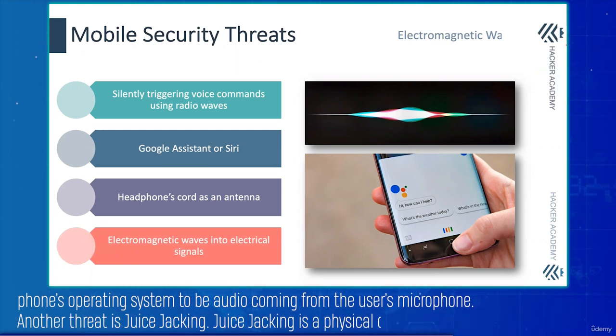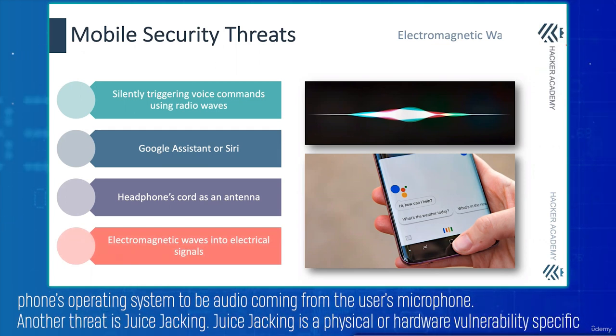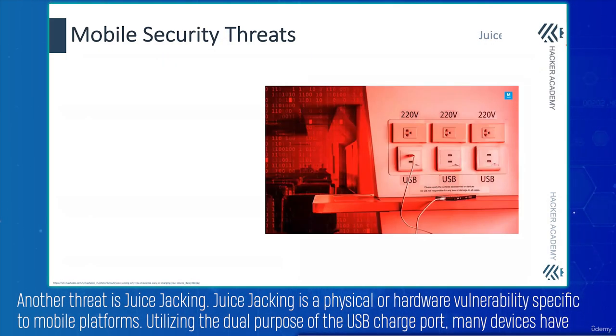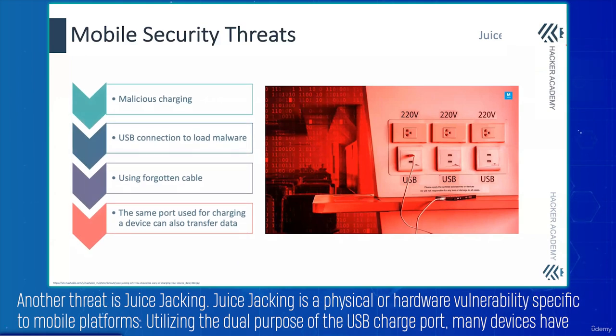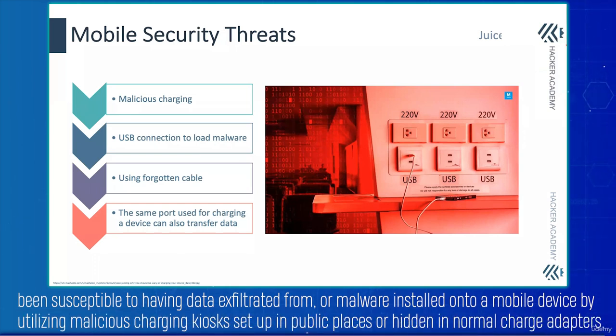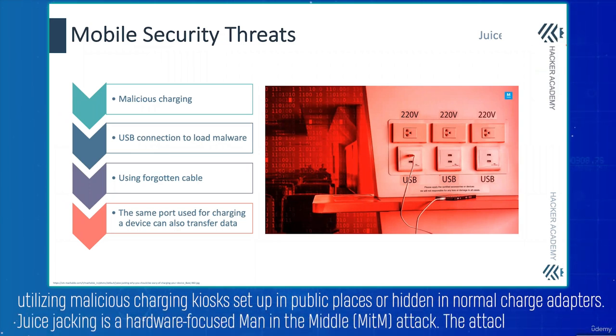Another threat is juice jacking. Juice jacking is a physical or hardware vulnerability specific to mobile platforms. Utilizing the dual purpose of the USB charge port, many devices have been susceptible to having data exfiltrated from or malware installed onto a mobile device by utilizing malicious charging kiosks set up in public places or hidden in normal charge adapters. Juice jacking is a hardware-focused man-in-the-middle (MITM) attack.